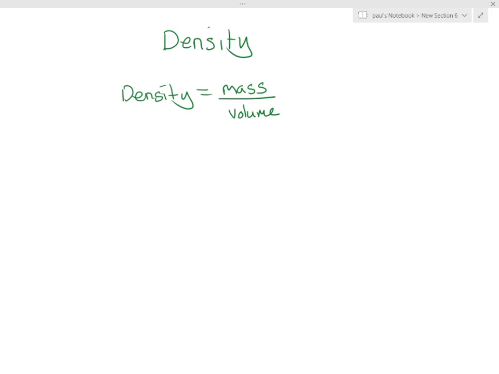So let's have a look at this then. We've got a chocolate bar. We want to find the density of a chocolate bar. It has a density, so it's a bit backwards this one, of 1.3 grams per centimeter cubed. Now, if you can't remember the formula, density equals mass over volume, it's here in the question.